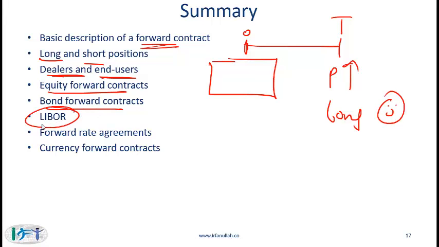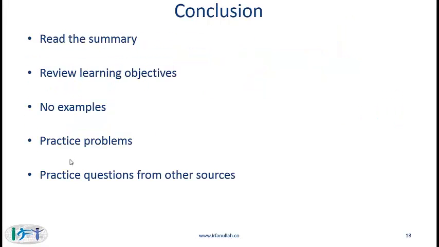We talked about the London Interbank Offer Rate. This is the rate that banks in London charge each other on dollar deposits. So it is a rate paid by private parties, where the private parties have a very strong credit rating. Forward rate agreements are essentially forward contracts where the underlying is an interest payment, and currency forward contracts are contracts where the underlying is a currency.